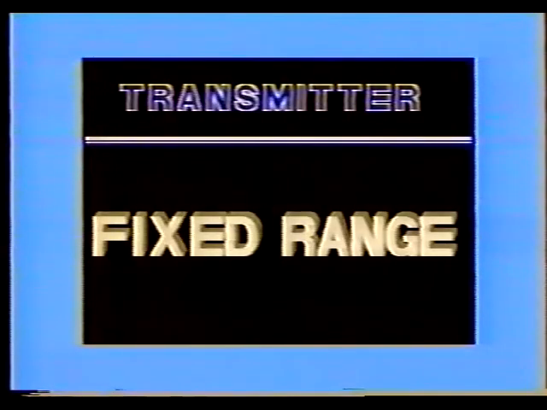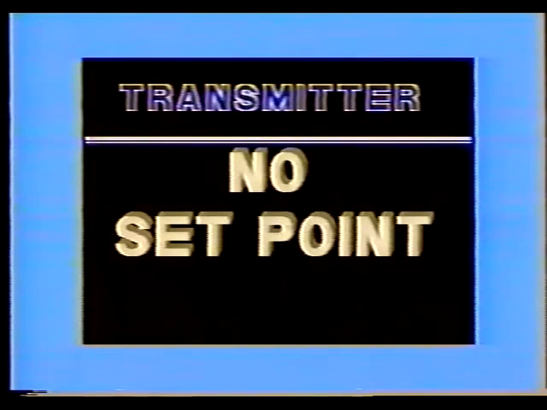As previously mentioned, the transmitter has a fixed range. For different applications or temperature requirements, the different transmitter ranges must be selected for each application. In contrast to a thermostat, the transmitter has no set point. Its output is over the full range or span of the device.